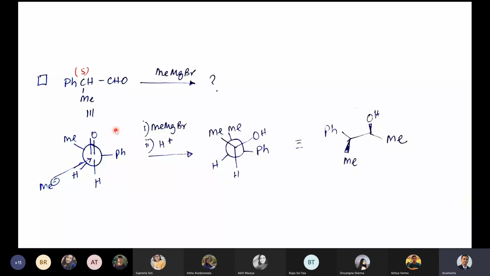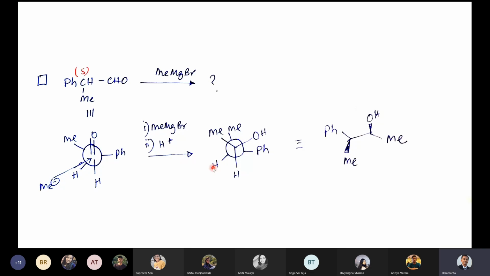Now that you have achieved your desired Newman projection formula, the thing is very simple. This is methyl magnesium bromide. Methyl minus will attack from this direction, because this is the smallest one. So the attack will come from here. OH will go to the right hand side, and methyl is coming from the left hand side. So methyl is here, OH is here. And this back carbon is already fixed, methyl, Ph, H, methyl, Ph, H, correct?